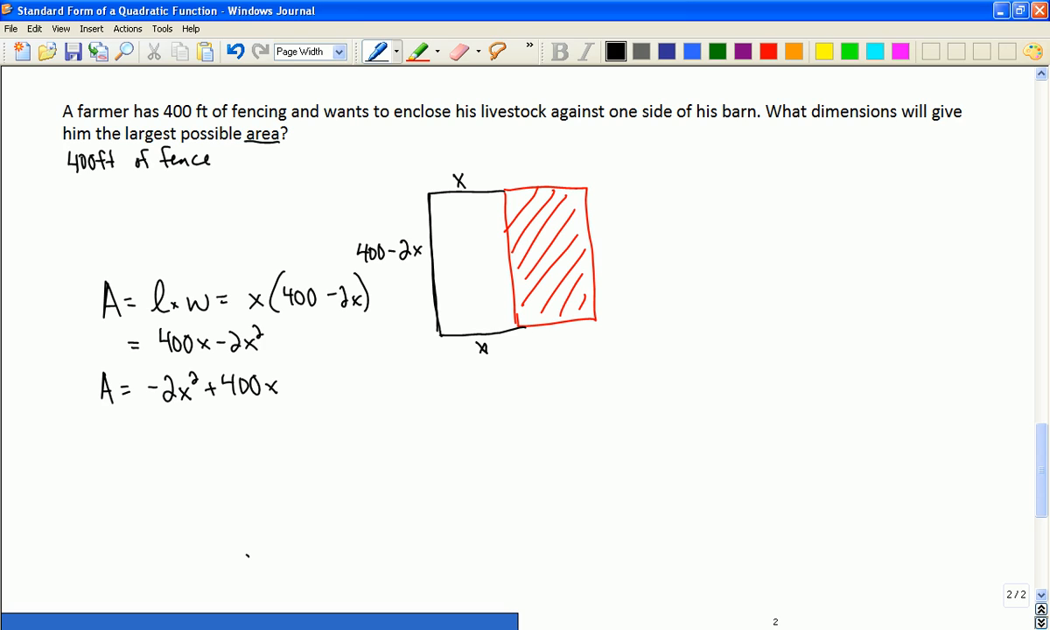So the largest possible area, if we were to graph this, it's dropping down. I'm going to just guess that it's going to look something like this. Because if we use an x value of 0, meaning we have no length to the fence, then there'd be no area. And over here, this would be when we've used up all of it to do the width of the fence, and none for this side of the enclosure. So this is what we're looking for, what's the maximum possible area. So this would be my area, and this would be my width. So that's the vertex I'm looking for.